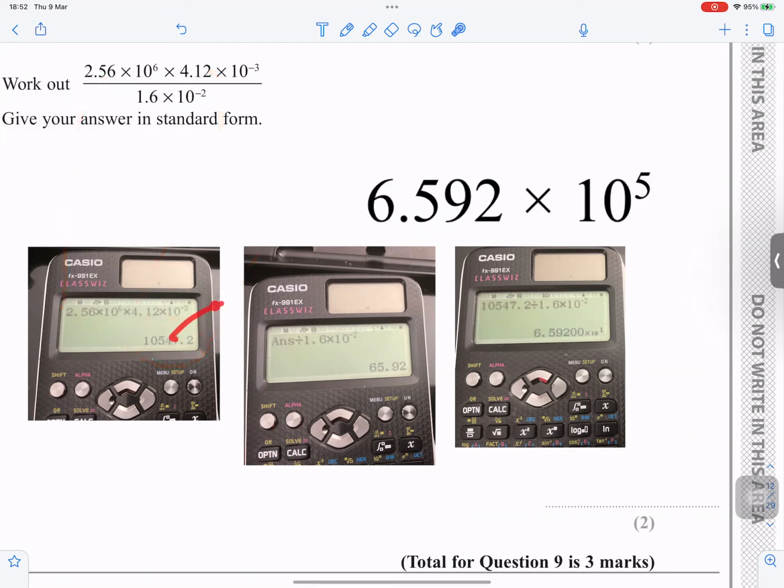And then you would use that answer. You would divide by 1.6 times 10 to the minus 2. That gives you 65.92. And then you would use Shift, Menu for setup, and go to the format. You go to scientific, so that it gives you the answer in standard form: 6.592 times 10 to the power 1. So that should be a 1 there, not 5.